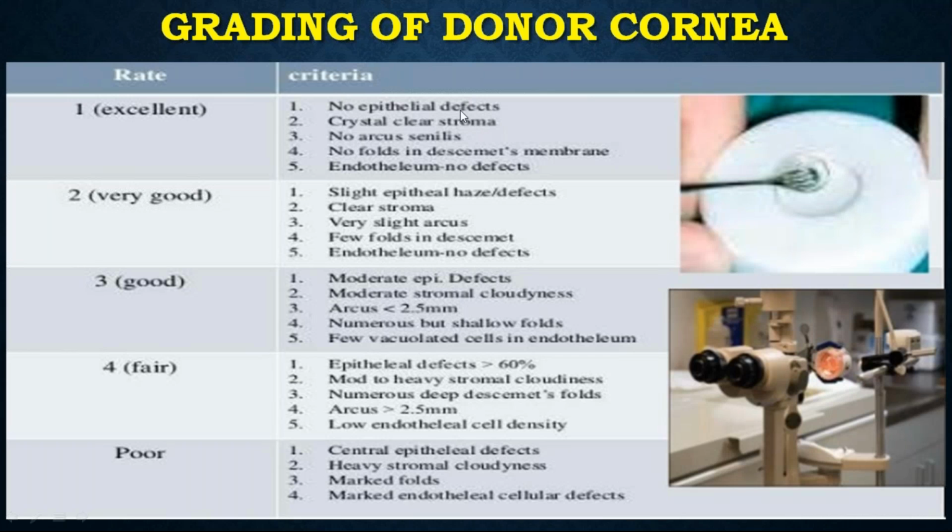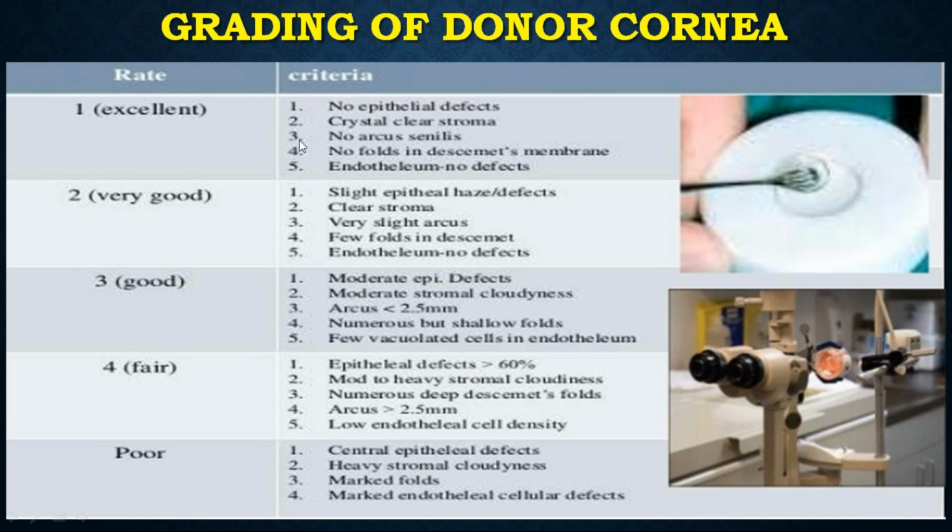Excellent means no epithelial defects, crystal clear stroma, no arcus analis, no folds in the Descemet's membrane, no defects in the endothelium. That is excellent. Very good means slight epithelial defects, clear stroma, very slight arcus, few folds in the Descemet's membrane, endothelium has no defects. That is very good. Good means moderate epithelial defects, moderate stromal cloudiness, arcus of less than 2.5 mm, numerous but shallow folds, few vacuolated cells in the endothelium. That is good graft. Poor graft means central epithelial defects, heavy stromal cloudiness, marked folds, marked endothelial cellular defects. That is the graft quality.